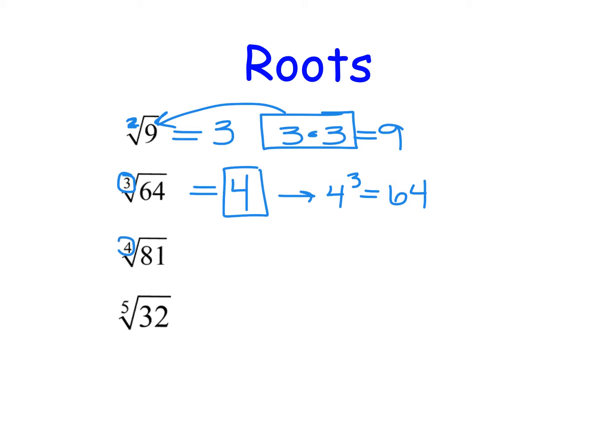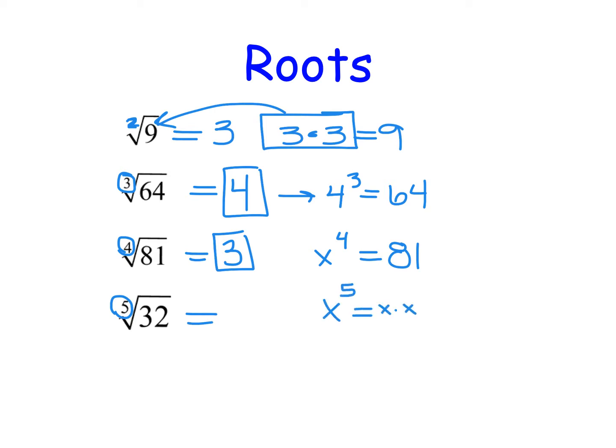This next one down here has a 4, so what this is saying is what number times itself 4 times gives me 81. I need to figure out what my x value is, and if I start experimenting with numbers, I notice 2 times itself 4 times gives me 16, but 3 times itself 4 times gives me 81. So the fourth root of 81 is 3. And then this last one is saying what number times itself 5 times, so x times x times x times x times x, is going to give me 32. If I start experimenting with numbers here, I find that my answer would be 2.